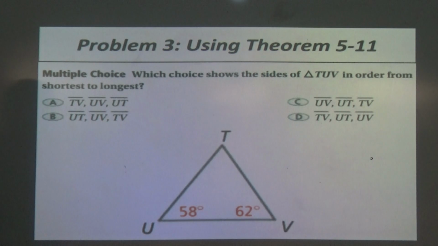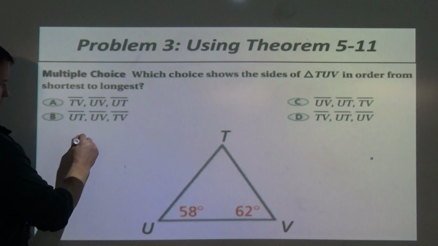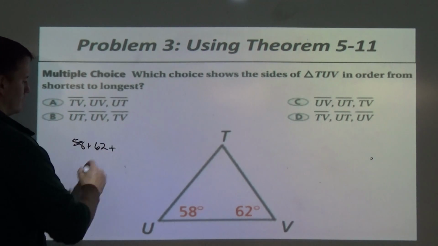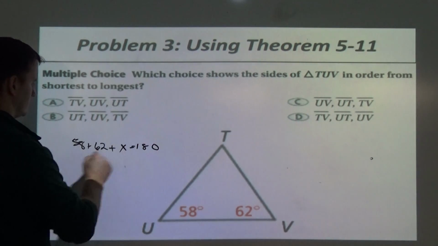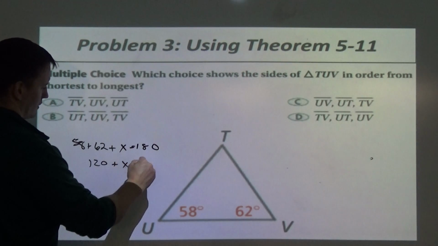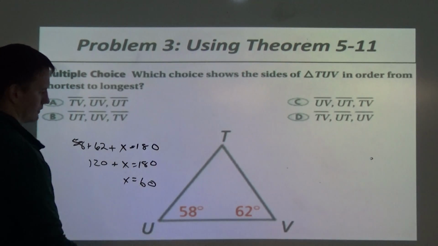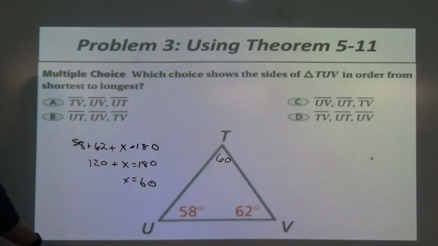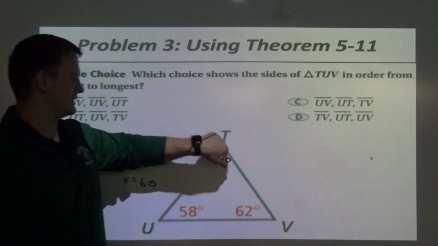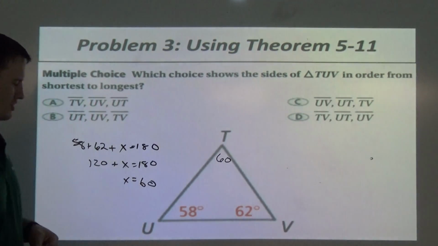Which choice shows the sides of triangle TUV in order from shortest to longest? Well, first let's find out what angle T is. Remember, 58 plus 62 plus x, which is angle T, equals 180. This is 120, plus x is 180, then x is 60. So the side opposite the smallest angle is the shortest side. That means TV is the shortest side.